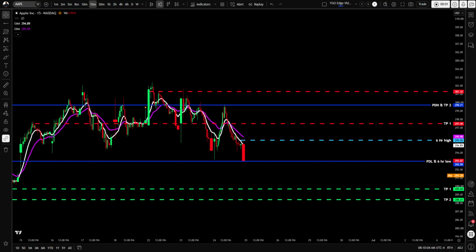Good morning. I'm going to try to get in here and get this out of the way. I went ahead and put in what I'm looking for today and how I see Apple going.